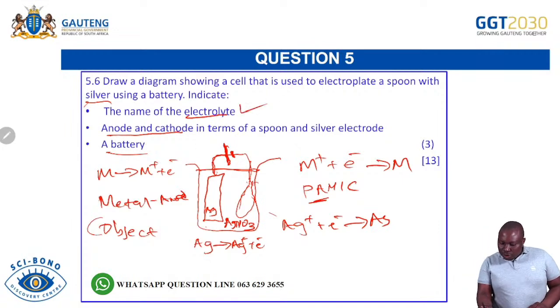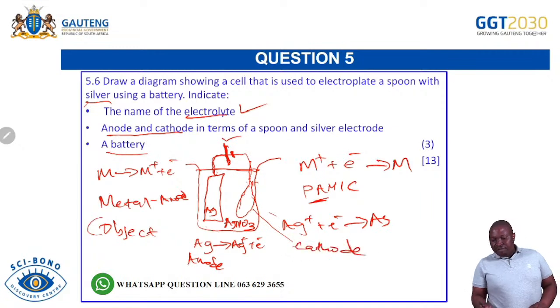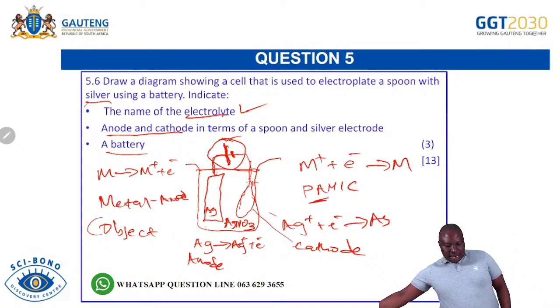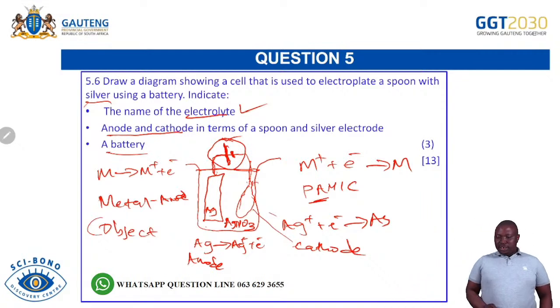Which one is the anode? It is the metal. Silver is the anode, this one. So you must be able to show that this is the anode. And then which one is the cathode? It is where we have the object. The object is the cathode. So you are able to show that we have the cathode there. And a battery. You have shown in our cell that we have a positive and a negative. Then you have collected nicely your 3 marks, and you have 13 marks there.